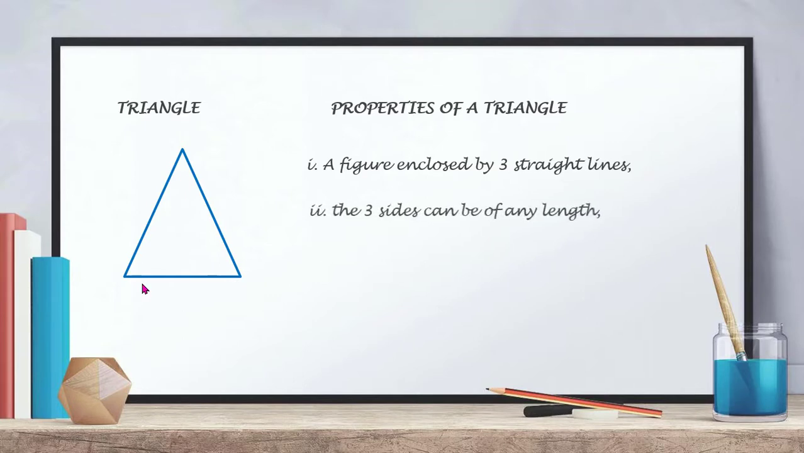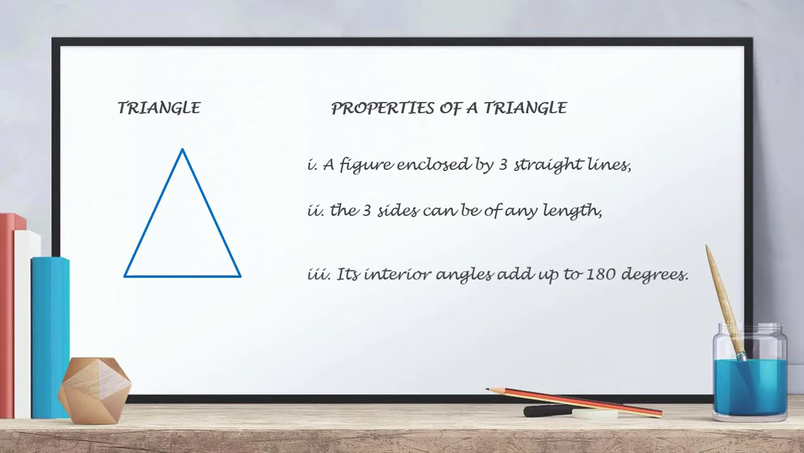Property number 2. The 3 sides can be of any length. The sides here don't necessarily need to be of the same length. They can all be of different lengths. As long as they are enclosed by 3 straight lines, they make a triangle.